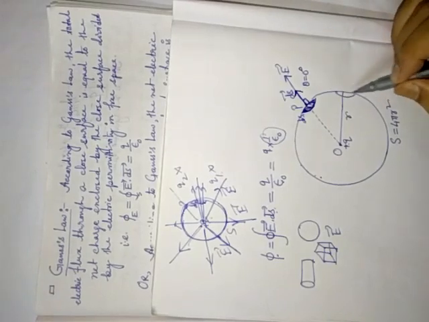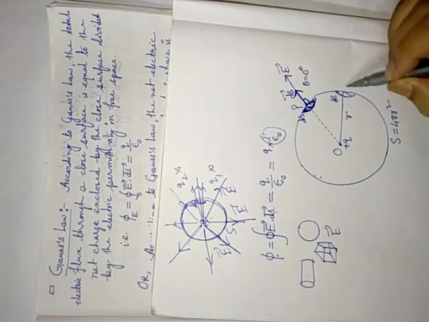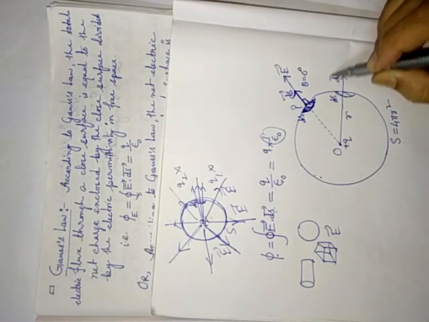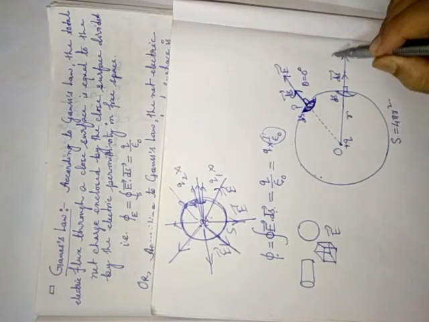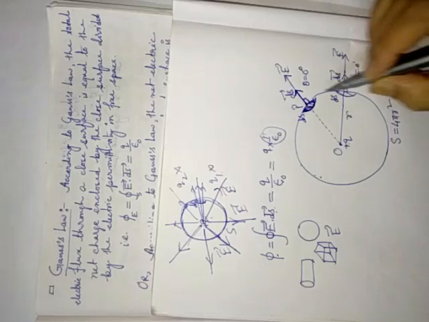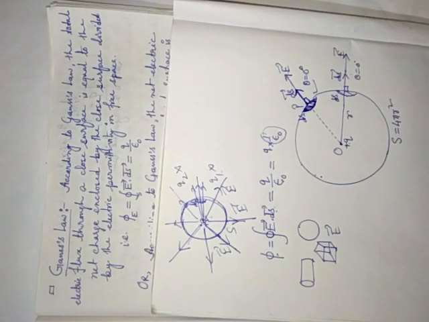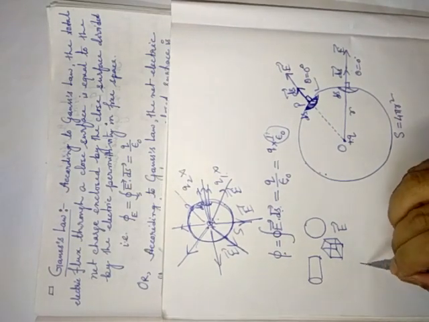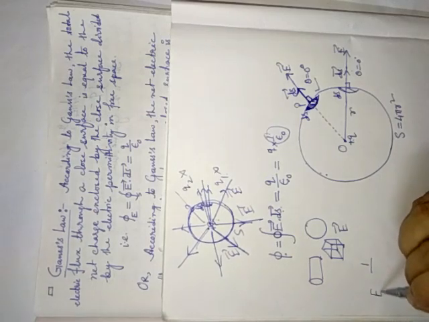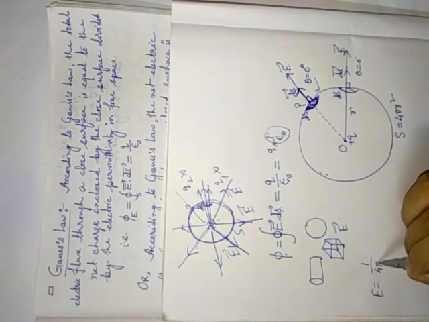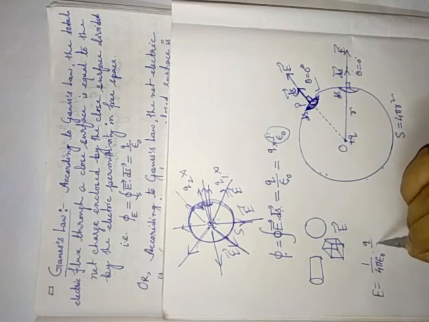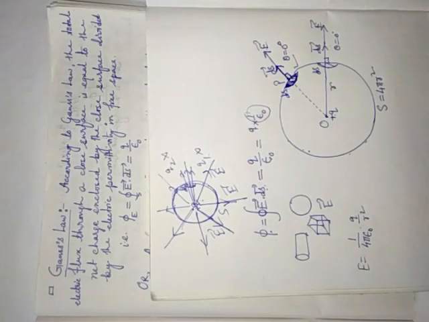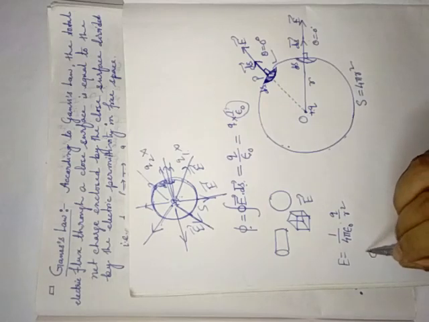If you draw ds here also, what will happen? ds is along this direction since it is normal, and the electric field is always radially outward. Here also theta equal to 0 degree. So concentrate here only. Since the electric field intensity magnitude is the same at every point on the Gaussian surface, at every point the value is Q by r square.